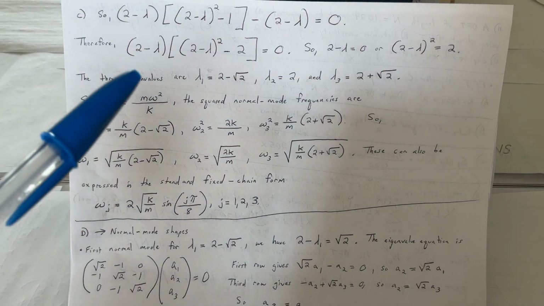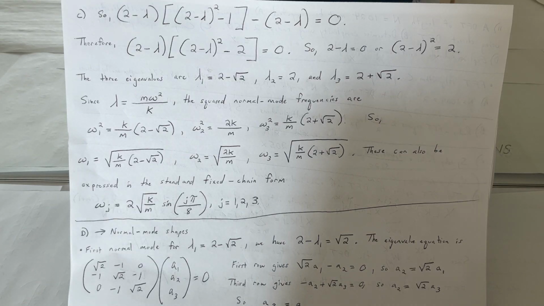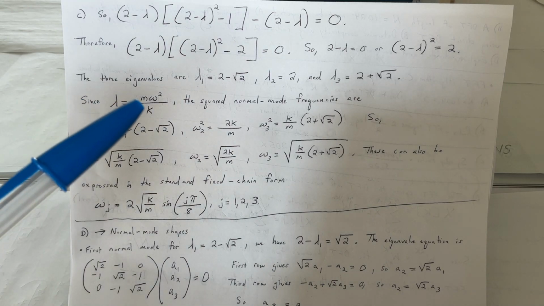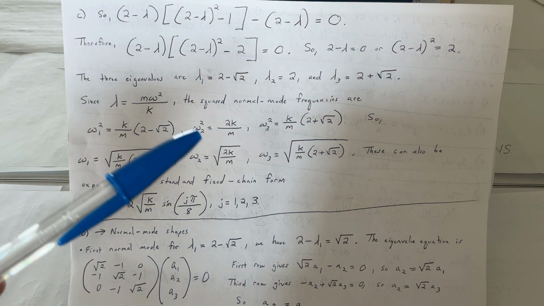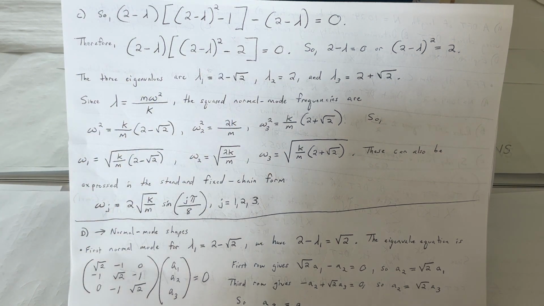So we have three eigenvalues. Lambda sub 1 equals 2 minus square root of 2. Lambda sub 2 equals 2, and lambda sub 3 equals 2 plus square root of 2. And since lambda equals m omega squared over k, the squared normal mode frequencies are omega sub 1 squared equals k over m times the quantity 2 minus square root of 2. Omega sub 2 squared equals 2k over m, and omega sub 3 squared equals k over m times the quantity 2 plus square root of 2.